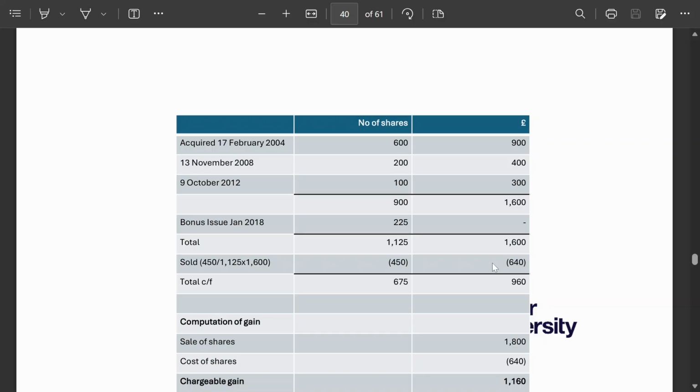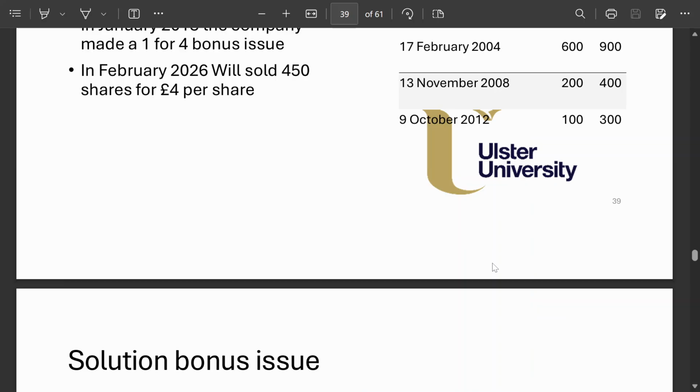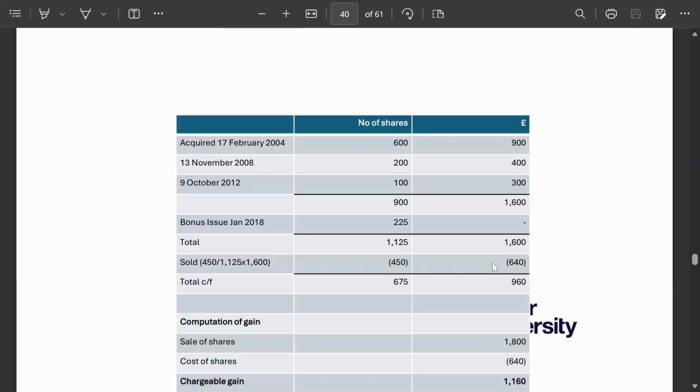Now what does he do? He sells 450 shares for 4 sterling each. So the gross disposal proceeds are 1800. We can actually call it net because there's no incidental selling cost given here. So he sold the 450 shares at 1800. Now the question is, what is the cost of the shares?